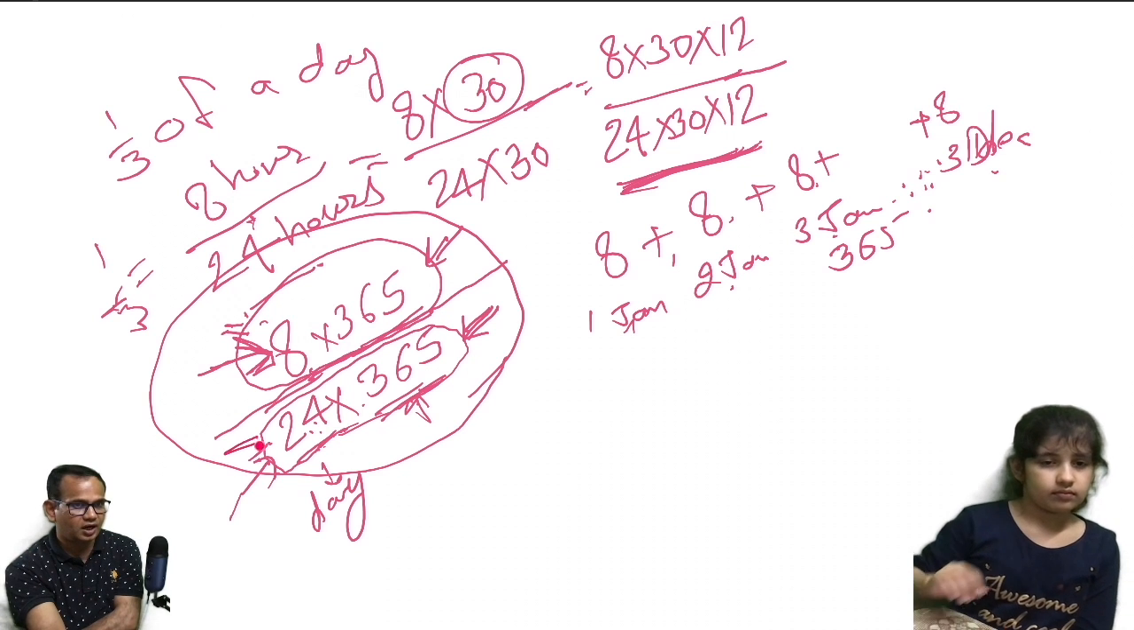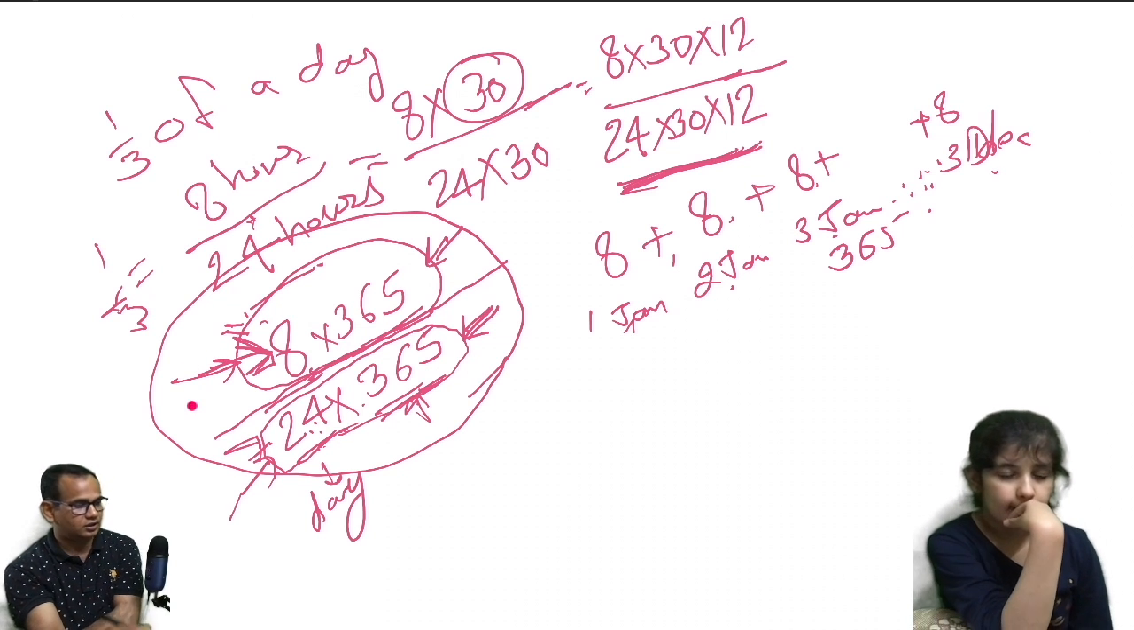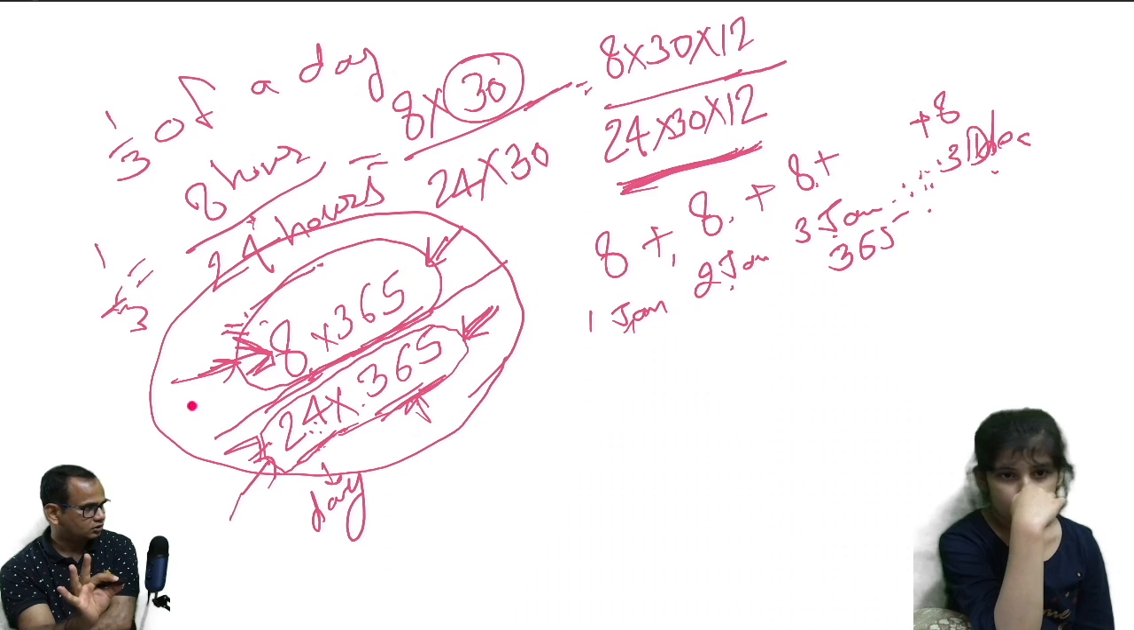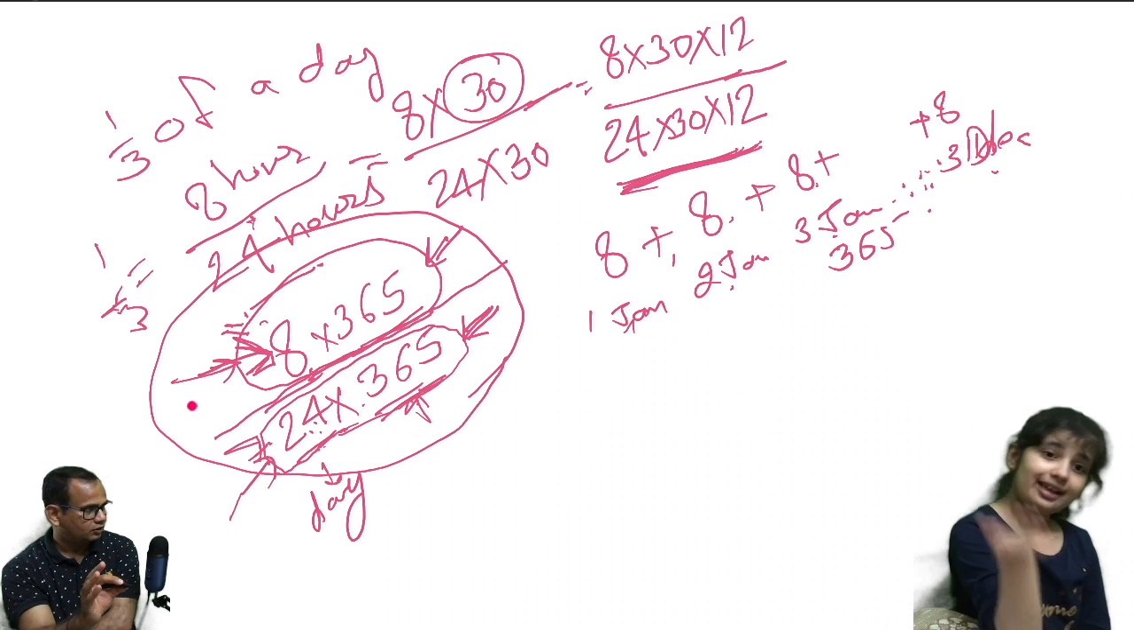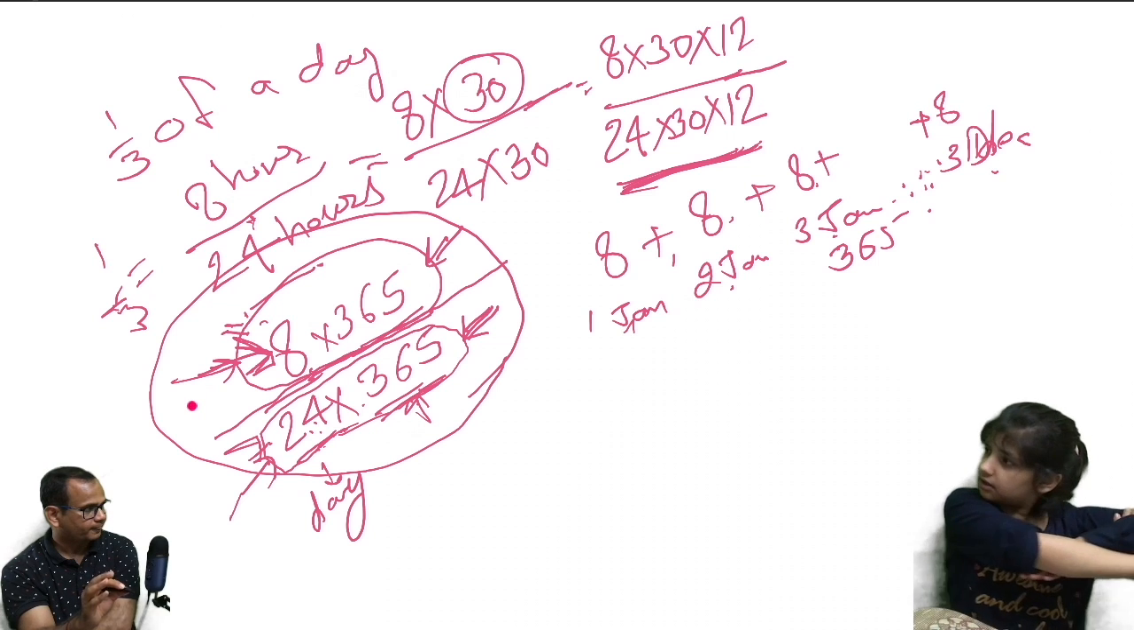Out of these many hours, we sleep these many hours. Okay, this one you understood? This is a fraction. How can 8 multiplied by 365 be a fraction?